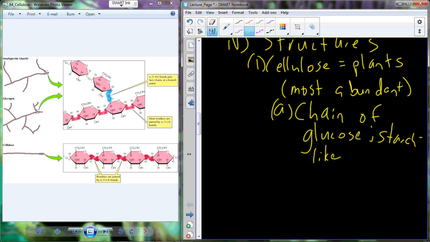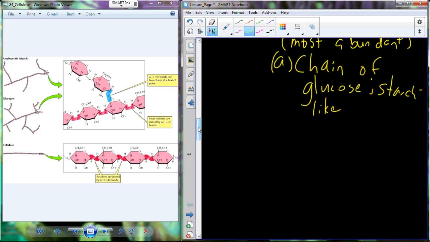Okay, so it's this chain of glucose that's starch-like. Just like glucose, it has an OH on its number one carbon. However, there are two forms, or two ways, in which that OH can be put on. And hopefully you're beginning to see that the OH on that first carbon can be below the molecule or it can be above the molecule.